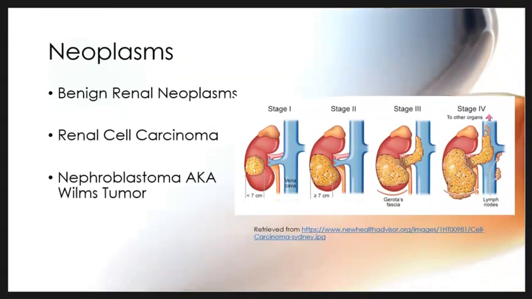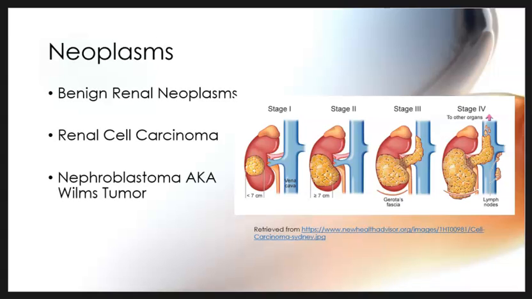So let's talk about some neoplasms. Neoplasms can be found in the kidney. They might be benign, they might be malignant. Often, benign renal neoplasms are found incidentally from an abdominal imaging ordered for maybe other reasons.